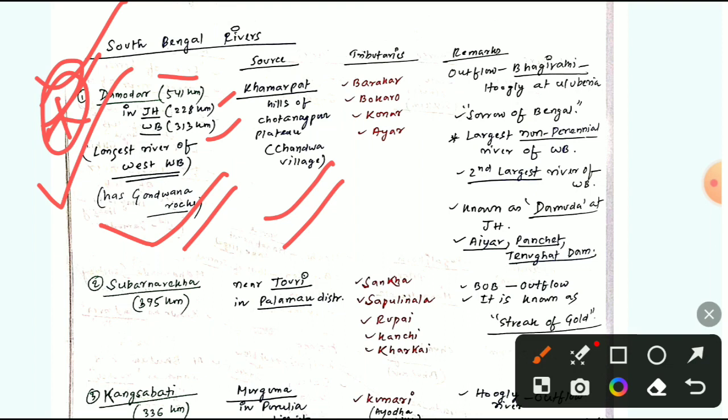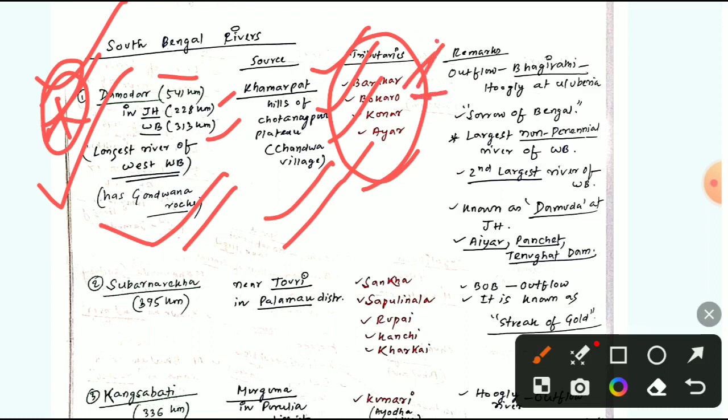So Damodar is the longest river of West Bengal, and in West Bengal it flows maximum, that is 313 kilometers, and its source is the Chotanagpur plateau. Tributaries are Barakar, Bokaro, Konar, and Ayar. These are the main tributaries of Damodar. Barakar is very important, Bokaro is also important. Remarks, that is important points.